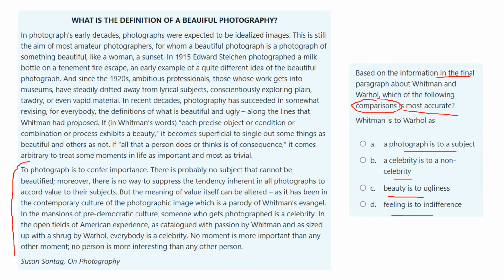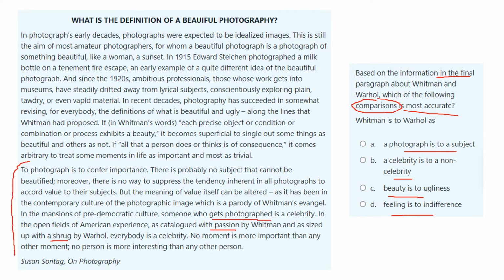But the meaning of value itself can be altered, as it has been in contemporary culture of the photographic image, which is a parody of Whitman's Evangel. In the mansions of pre-democratic culture, someone who gets photographed is a celebrity. In the open fields of American experience, as catalogued with passion by Whitman and as seized upon with a shrug by Warhol, everybody is a celebrity. So, passion, that means excitement. A shrug is where you move your shoulders up and down, like saying, I don't know, I don't care.